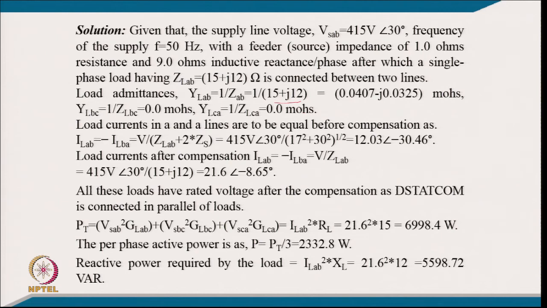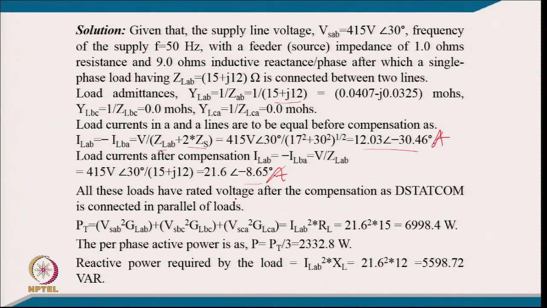So, we can find out the load current before the compensation, that will be ILAB equal to minus ILBA, because the current is coming only from the line-to-line connected load. So, load impedance plus the line source impedance, and putting the values, we get the current 12.03 at the angle of minus 30.46 ampere. The load current after the compensation will be equal to VL upon ZB. So, this current will be 21.6 at the angle of 8.65 ampere.